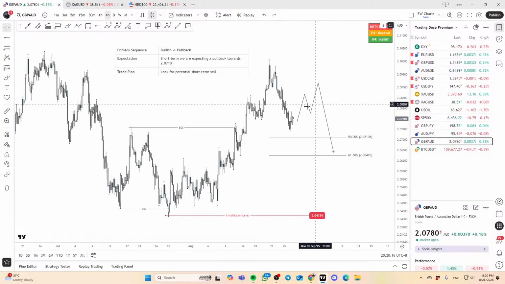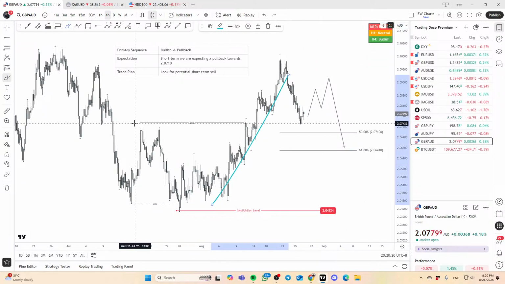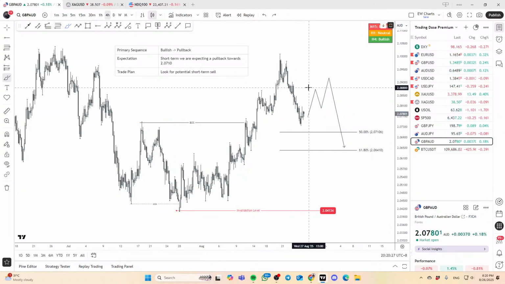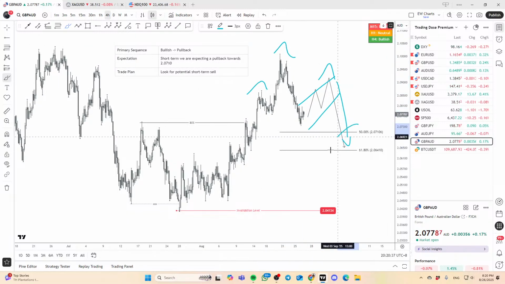Pound. Okay, pound over here, we did have a nice little break of structure. Okay, but the pullback looks pretty impulsive. So I would say this week's focus wouldn't be so much on the buy side yet. But if, let's say, we can get a corrective pullback here that can build into some sort of a head and shoulder pattern, then of course we can capitalize on this move back towards the key area, right? Short-term sell for this week.